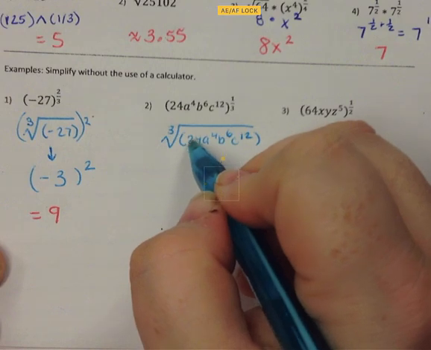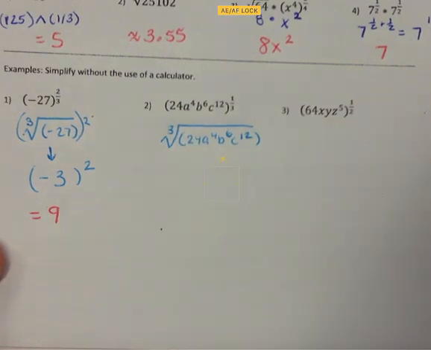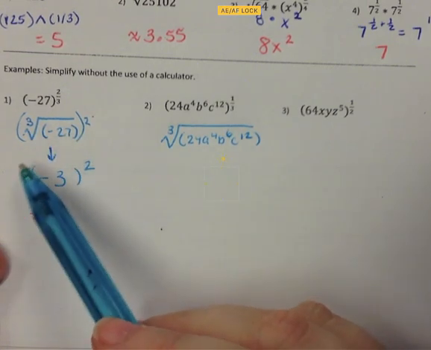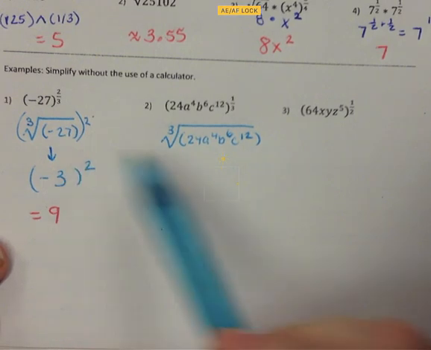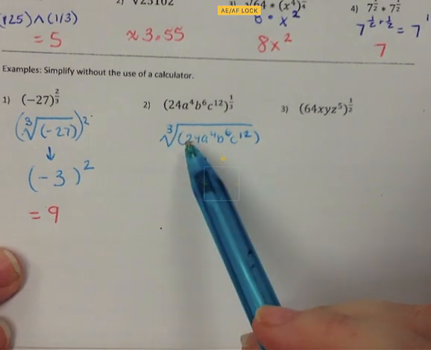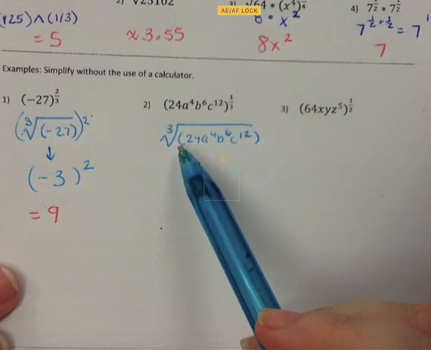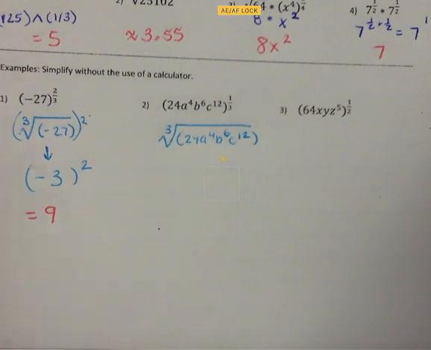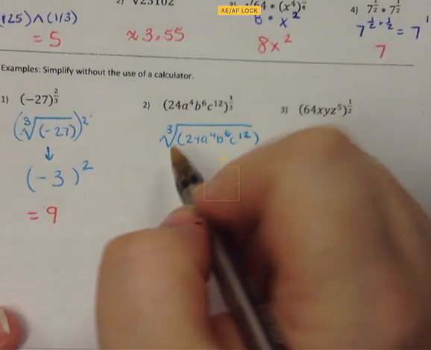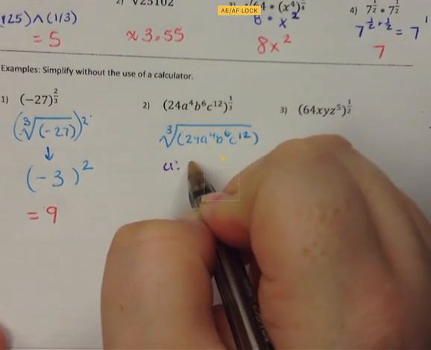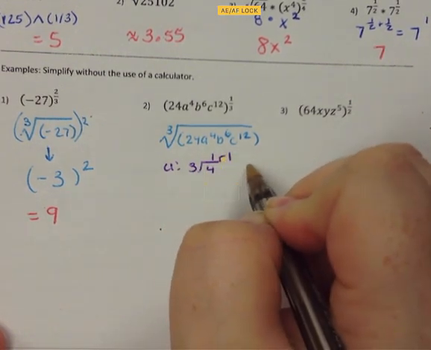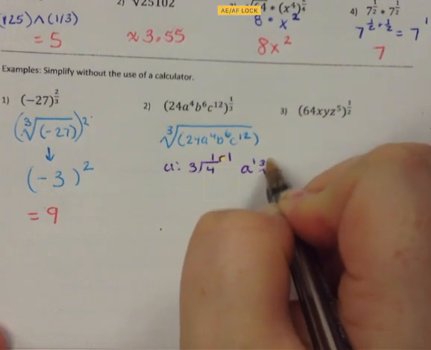So the cube root of 24, well, I can't do that without a calculator. And if we think about it, let's see. The cube root of 27 was 3. So if we do 2 times 2 times 2, that would only give us 8. So basically, the cube root of 24 will give us a decimal, and I can't do that without a calculator. So I have to simplify the letters. So we go back to all those letters. We do a: 3 goes into 4 one time with a remainder of 1. So we have a to the 1st, the cube root of a to the 1st.